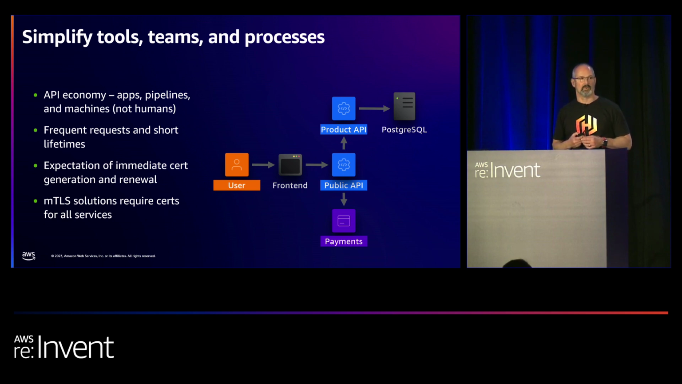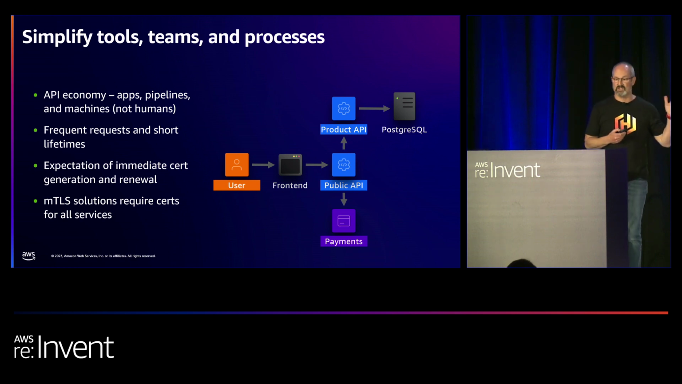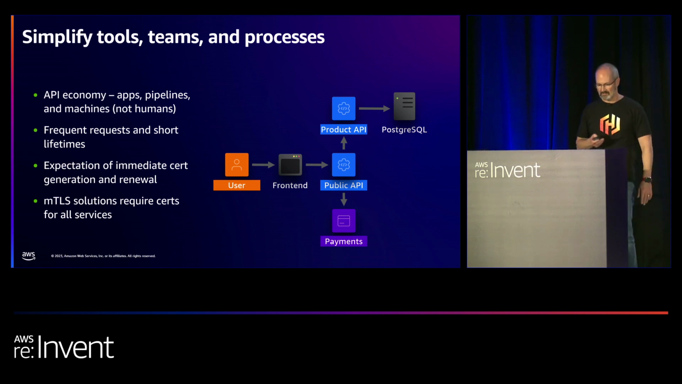So we're really living in an API economy. It needs to be about apps, it needs to be about pipelines, and it needs to be about machines and not humans. So expectations are that things will happen quickly when you need to renew a cert. The expectation is that it's not going to expire without you knowing about it ahead of time, having that certificate automatically updated, and then getting it pushed out into deployment.